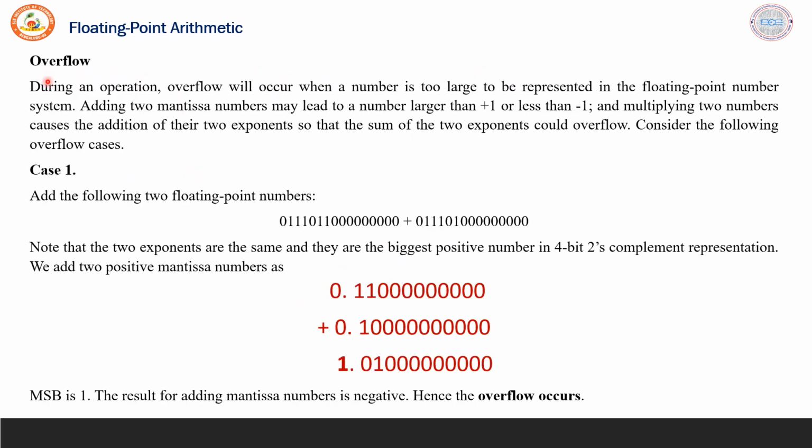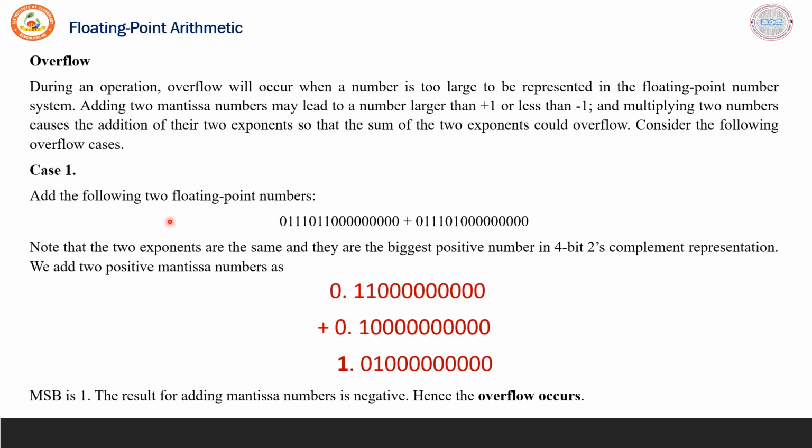Let us talk about the condition which is called overflow and underflow. When you are performing an operation, overflow will occur when the number is too large to be represented in the particular floating point number system. When you add two mantissa numbers, it may lead to a number which is more than +1 or less than -1. And multiplication of two numbers causes the addition of their two exponents. There also, that exponent could overflow.